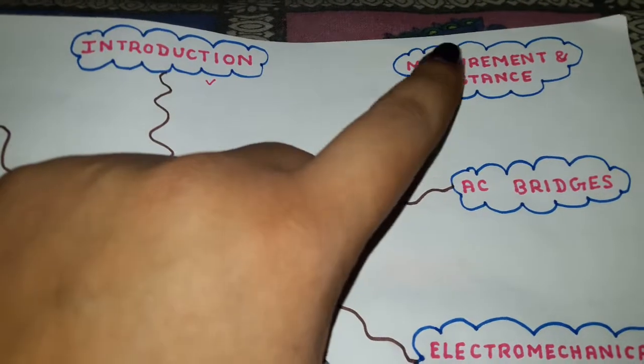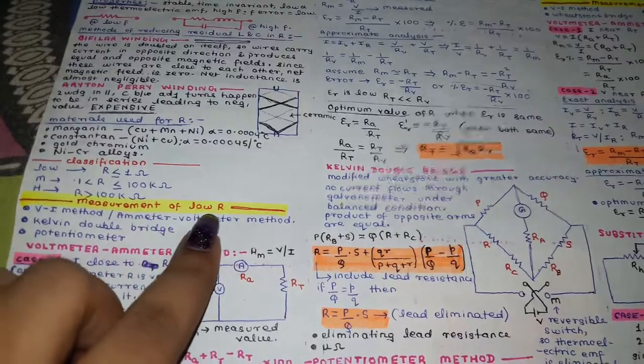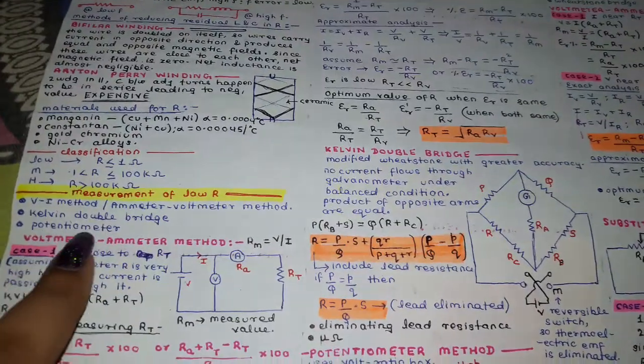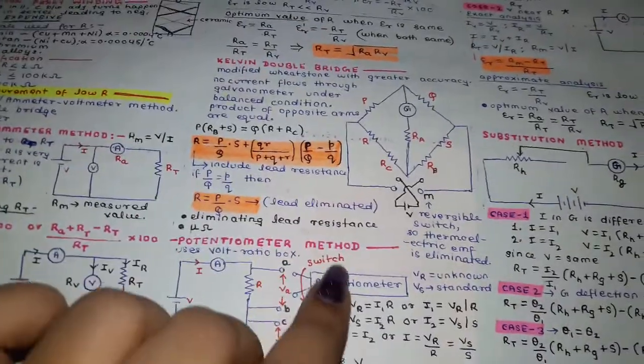Talk about part 2 of measurement of resistance. In part 1 we were discussing measurement of low resistance. The last method was the potentiometer, so we are starting off with the potentiometer method.